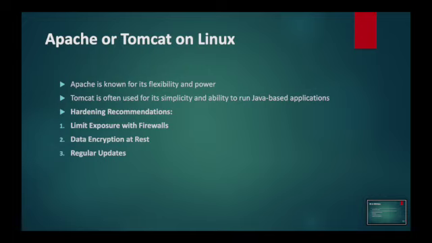Besides HTTPS encryption for data in transit, also use disk level or database level encryption for data at rest. And then lastly, regular updates, of course. Keep your Apache and your Tomcat servers updated to the latest version. That way, any security vulnerabilities that come out can be taken care of as soon as possible.